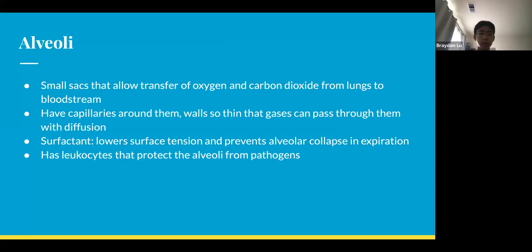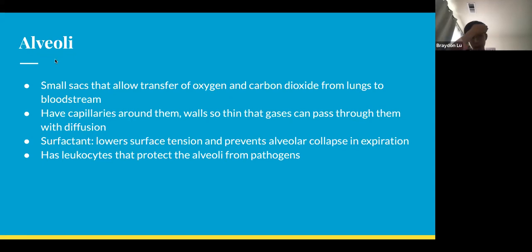Diffusion is when there's a high concentration of something, it will want to go to a low concentration of something. So since there's a high concentration of oxygen in the lungs, it will want to go to the less oxygenated area, the blood.